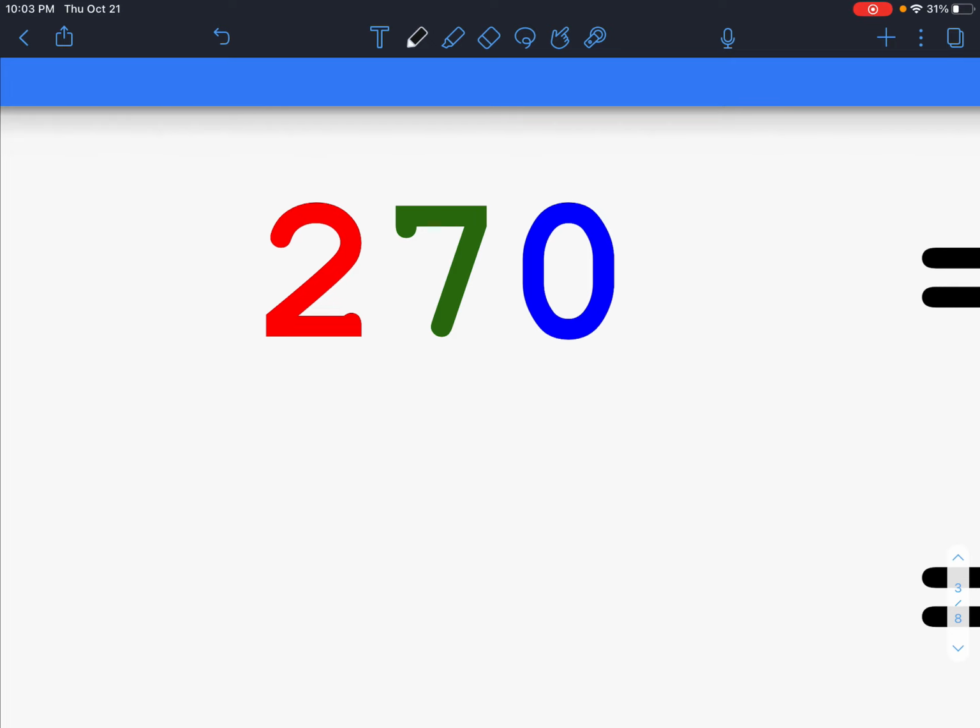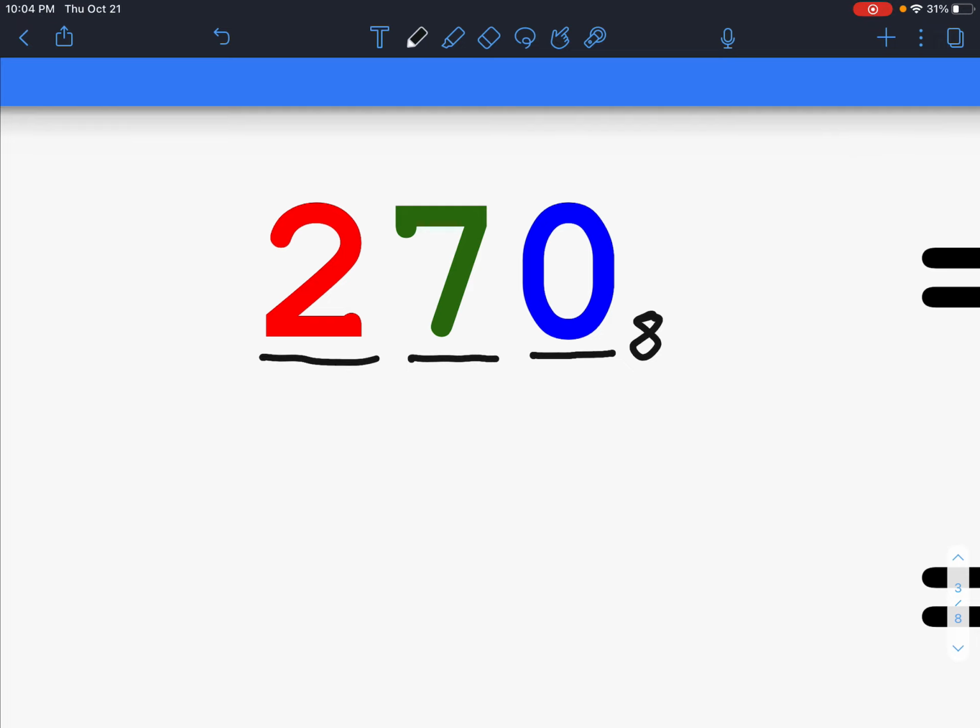So the first thing I want to talk about is that this is not the number 270. This is the number 270 in base 8. And so this is how we would represent it, so we don't get it confused with the actual number we think of as 270. This is 270 base 8. Well, how do we convert this?